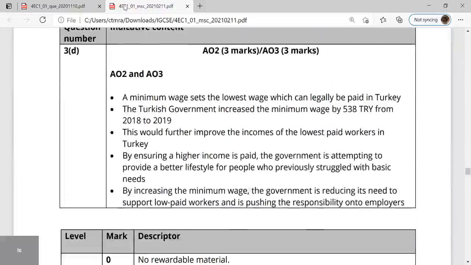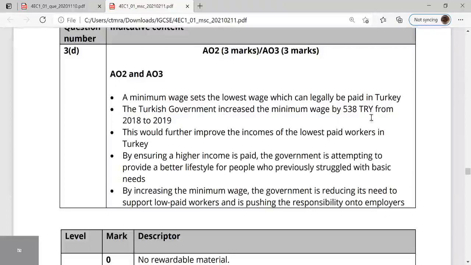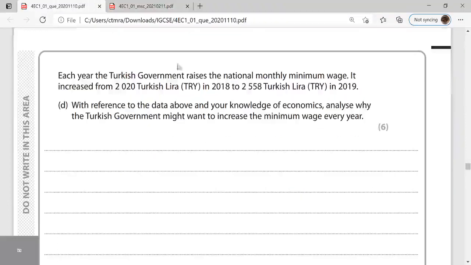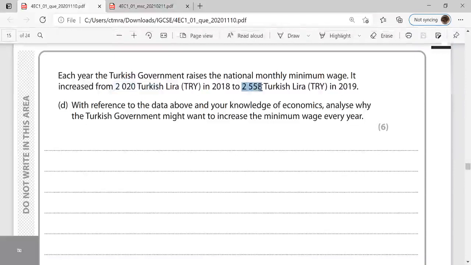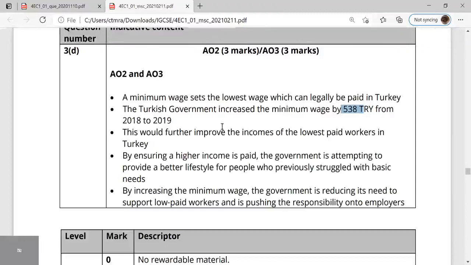You can start with a definition. There's no definition here, but you can easily provide a definition of minimum wage: the minimum amount that workers are entitled to be paid according to the law. Firms cannot pay below this amount. Then you can link with the Turkish government's case and say that the minimum wage sets the lowest wage which can legally be paid in Turkey, and the Turkish government has increased the amount. They increased it by 538, the difference between 2020 and 2558. You're using evidence and doing some calculations, so you'll get marks for that.